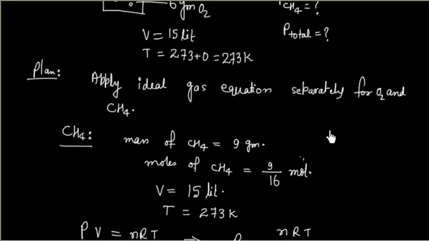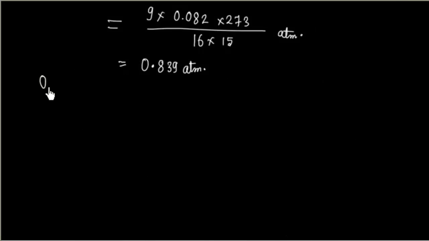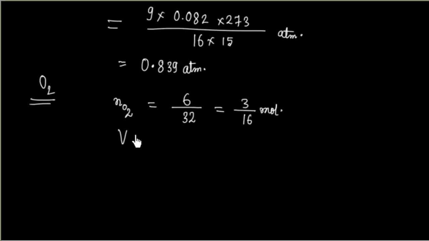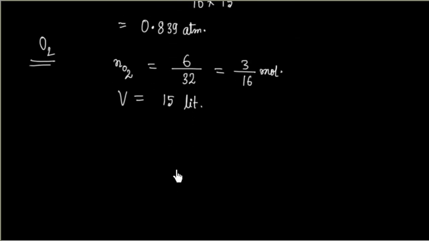Similarly, we can do for oxygen. Now oxygen is 6 gram. So moles of oxygen, that is 6 divided by molecular weight 32, and that is basically 3 by 16 mole. Volume remains same, that is 15 liter, and temperature also remains same, that is 273 Kelvin.